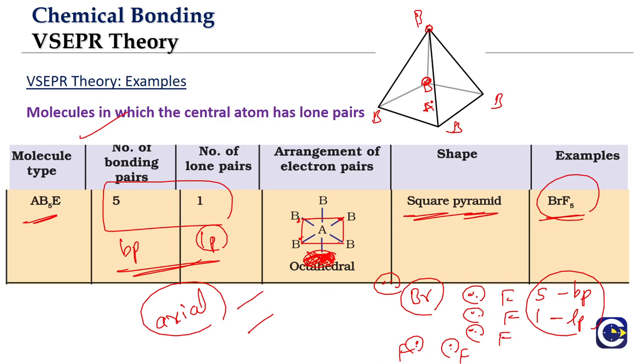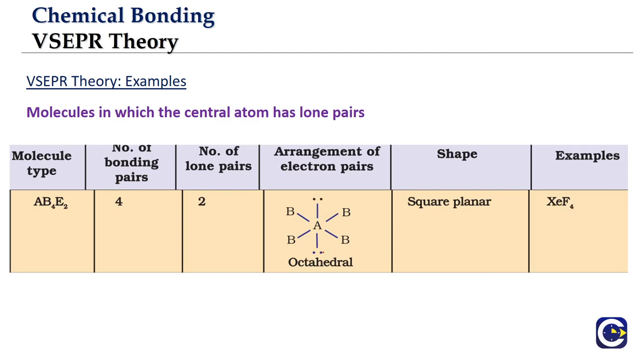Like here what we did, we covered up the position of the lone pair of electrons, then we see what is the remaining part. The remaining part is like what? Square pyramid. That is why the shape is square pyramid shape. Next we look at the same 6 valence electron pairs, but 4 bond pairs and 2 lone pairs. We can say this is like what? AB4E2 type.